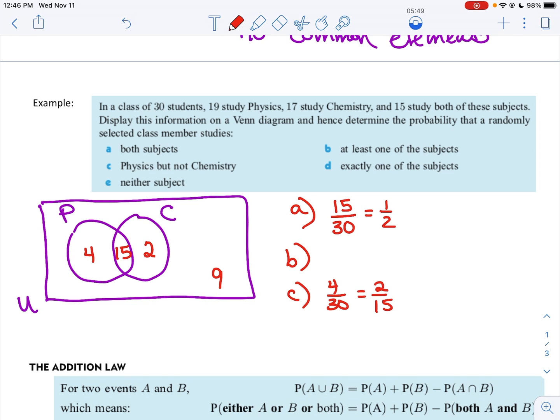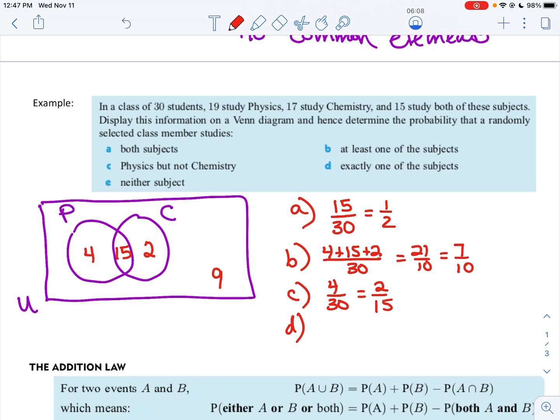All right, let me actually go to B. If they study at least one of these subjects, well, that's 4 plus 15 plus 2 out of 30, which is 21 over 30, or 7/10.